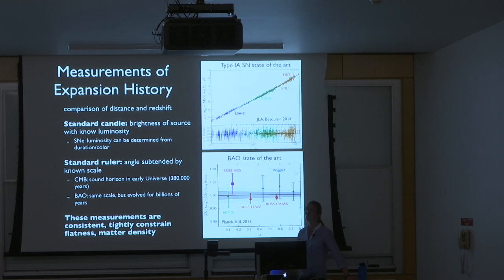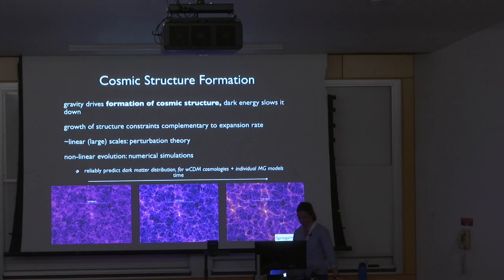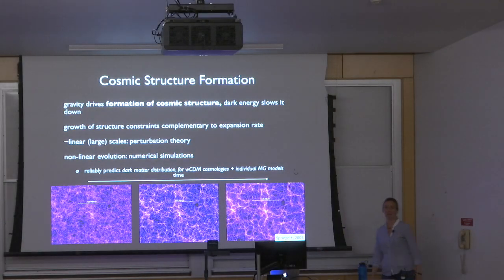However, expansion history is not all that we can do to constrain cosmic acceleration or possibly modified gravity. Our other main window at constraining dark energy, or whatever it may be, is cosmic structure formation. The idea is that structures in the universe grow through gravity, while dark energy slows down this growth of structure. On very large scales, we can, of course, do this in perturbation theory. That gives us the growth factor, one of our key measurements. But there's much richer information on small scales.